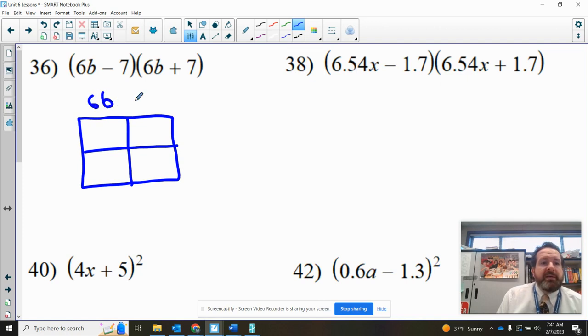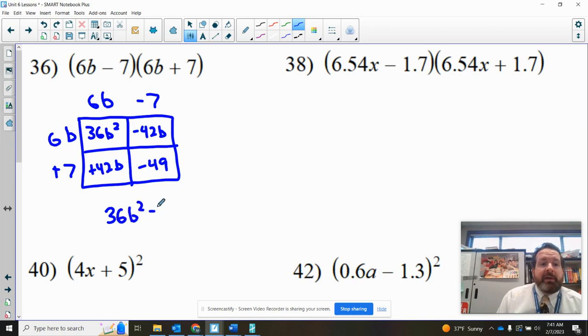So a 6b minus 7 and a 6b plus 7. It's going to give me 36b to the second minus 42b plus 42b. So those will cancel to 0, and then a minus 49 on the back. Now, because I know those are going to cancel to 0, I'm just not even going to add them in my final step here. Going just straight to the 36b squared minus 49.